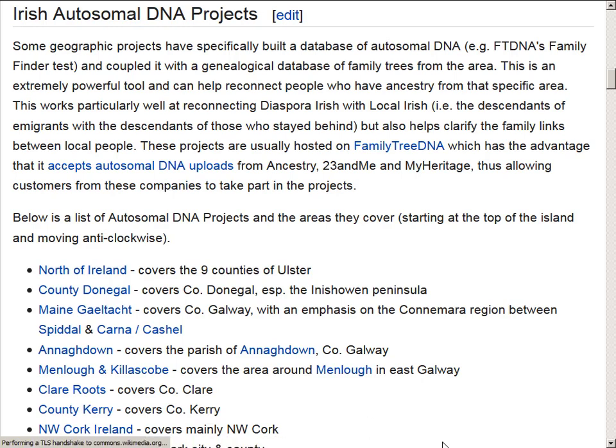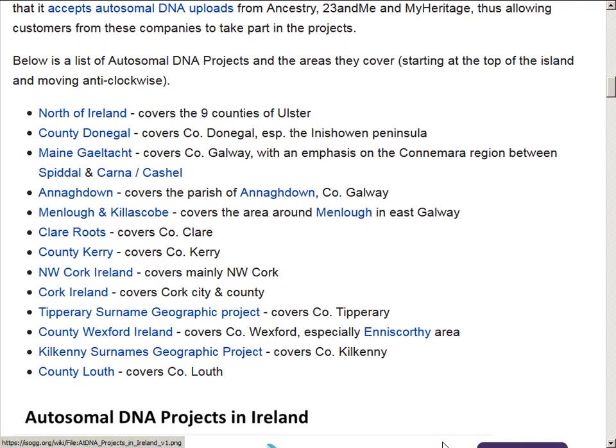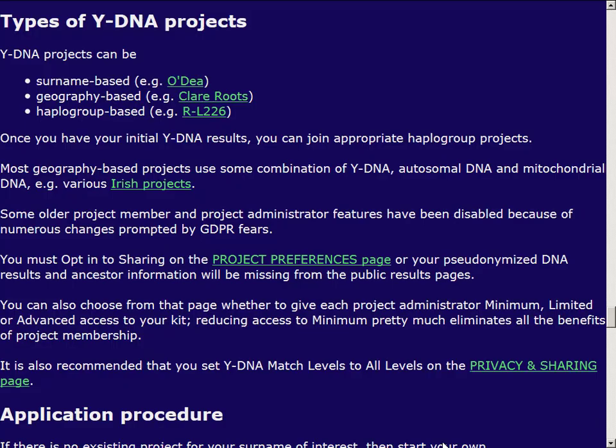There are other county projects. The ISOG Wiki has a list of those that we know about. If there's any missing from that, sign up as a contributor to the wiki and stick them in or tell me about them.